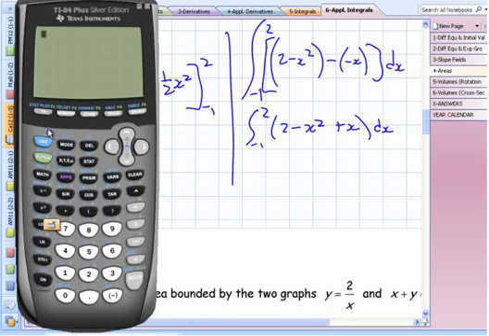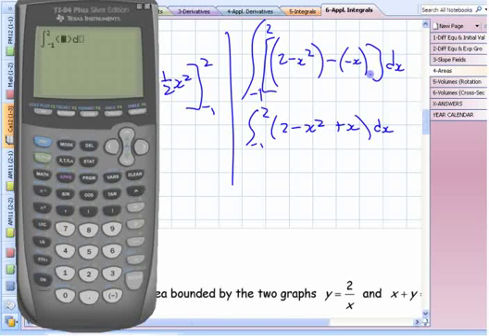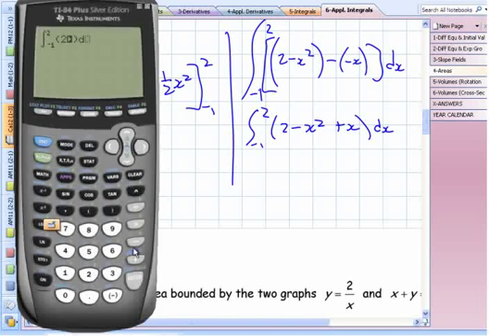Again, maybe we can dispense with this. Oh, not there. Function itself. Okay, you put the function itself, so 2 minus x squared plus x. If you do it analytically, it should work out to that.